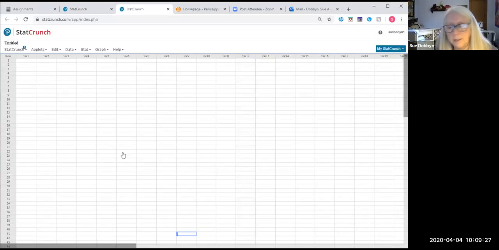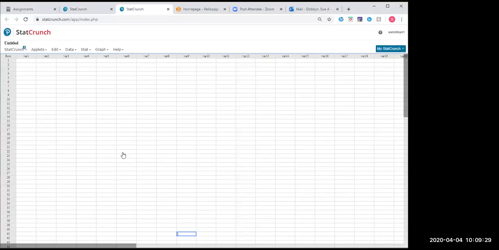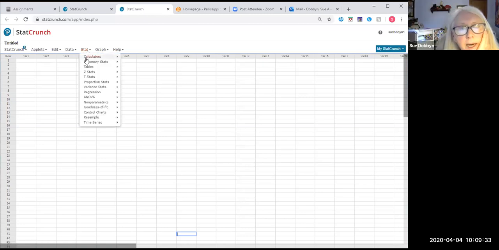Okay, so everybody can see StatCrunch now, right? Yes. Okay. So I go to Stat, and then I'm going to go down to T-Stats, because remember, when we're doing a means test, we're using a T-distribution. Then I'm going to go to one sample with a summary.